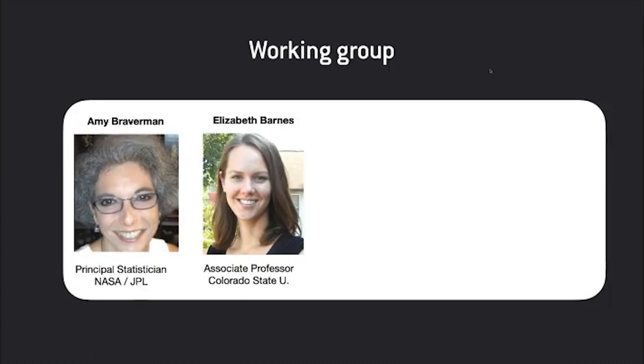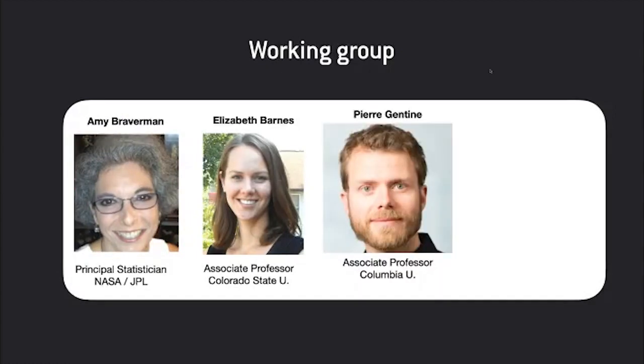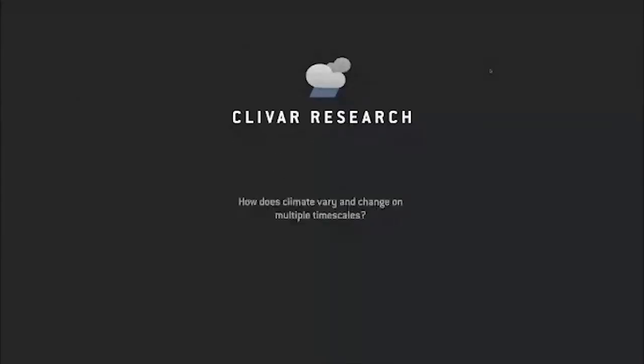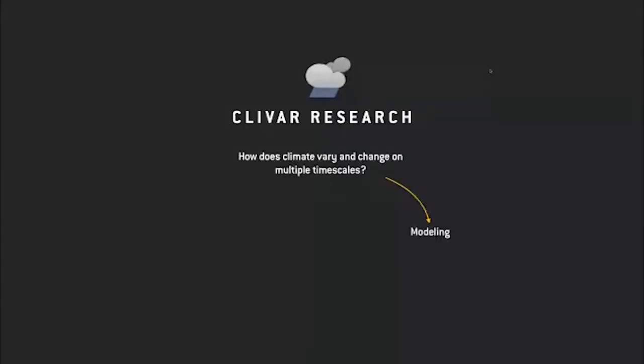So the co-chairs are Amy Braverman. She's more of a statistician. She's been working a lot with NASA on satellite imagery and things related to statistics applied to Earth system science. Libby Barnes, she's a climate scientist at Colorado State. Mike Pritchard at UC Irvine, also a climate scientist, and myself. And I should mention also in the background, we've been getting some great help from Tom Beucler. He's a postdoc at UC Irvine and doing a lot of amazing work, we believe, on this topic.